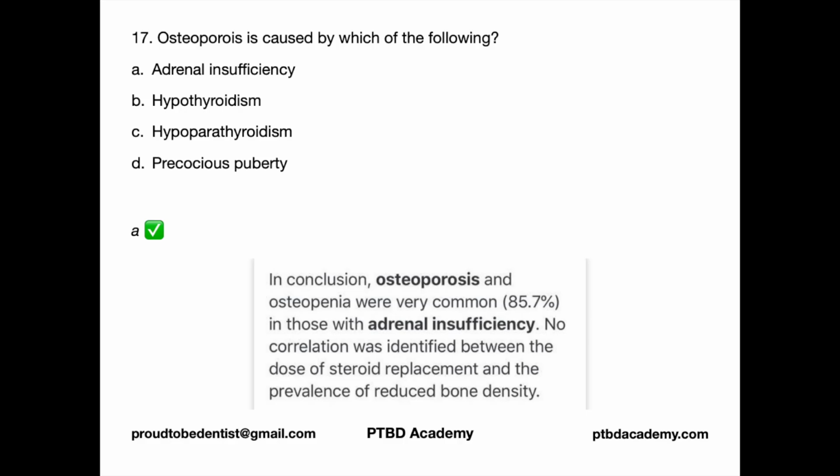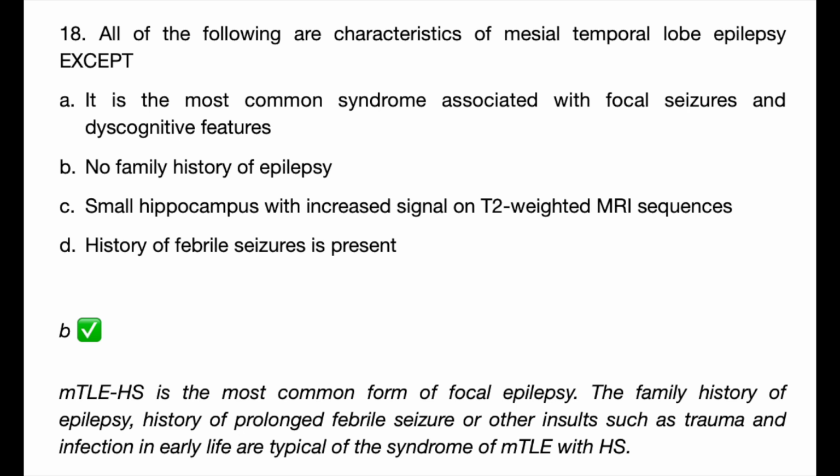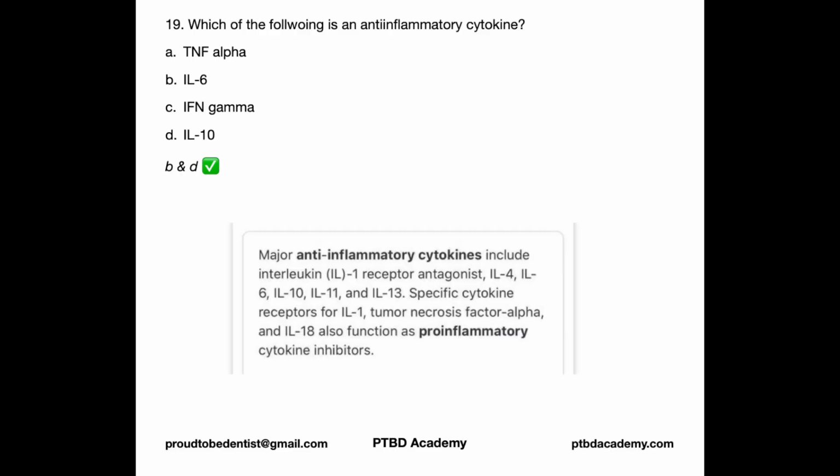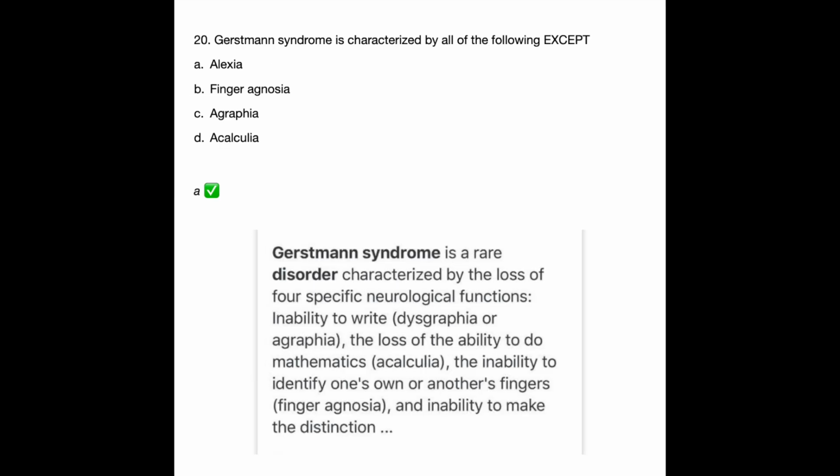And 17th question, osteoporosis is caused by which of the following? It's adrenal insufficiency, as evident in the explanation. 18th question, all of the following are characteristics of mesial temporal lobe epilepsy except. Option B is the exception based on the explanation given here. And 19th question, the penultimate: which of the following is an anti-inflammatory cytokine? Both option B and D, that is IL-6 and IL-10, are right answers based on the given explanation. Final question, Gerstmann syndrome is characterized by all of the following except. Option A is the right answer, that is alexia.